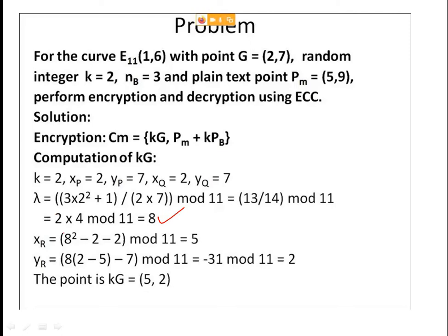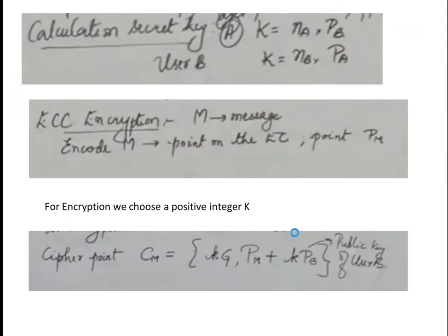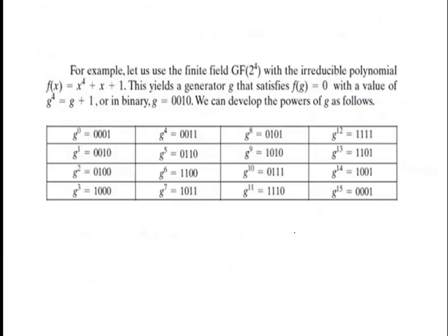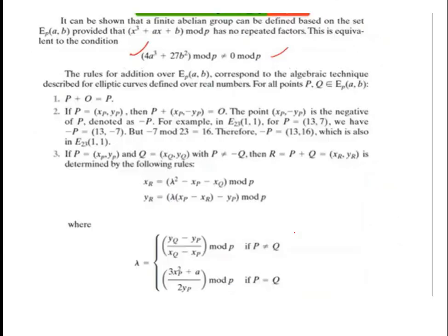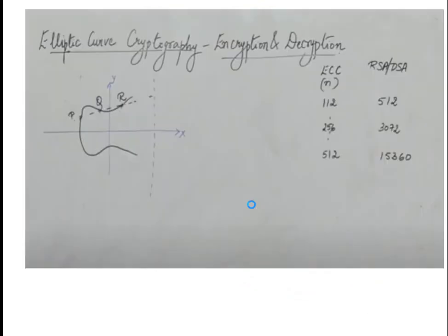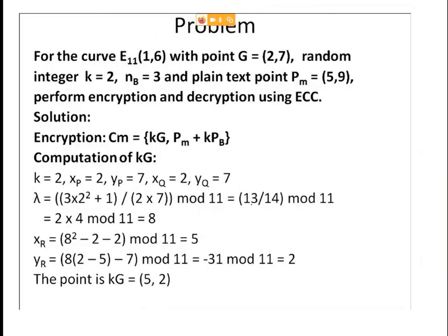Similarly, after getting the lambda value, we can find XR and YR by using the formulas. Already you know the formula, which I have already mentioned in the class. The XR and YR formula for a prime number is this one. Use it to calculate the XR and YR values, which are already calculated here. So we got kG, which is equal to (5, 2). This part we have calculated.